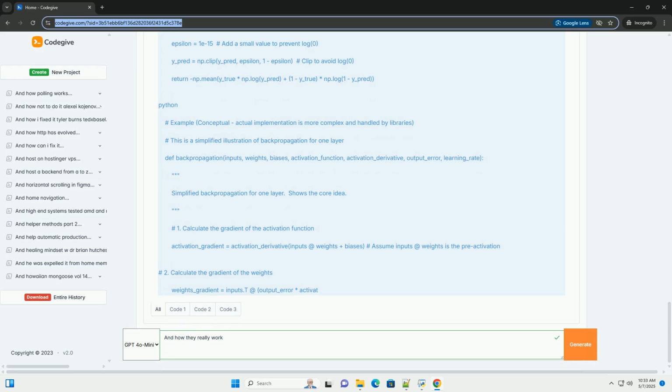3. Bias. A constant value added to the weighted sum of inputs. Allows the neuron to activate even when all inputs are 0. Similar to an intercept in a linear equation.